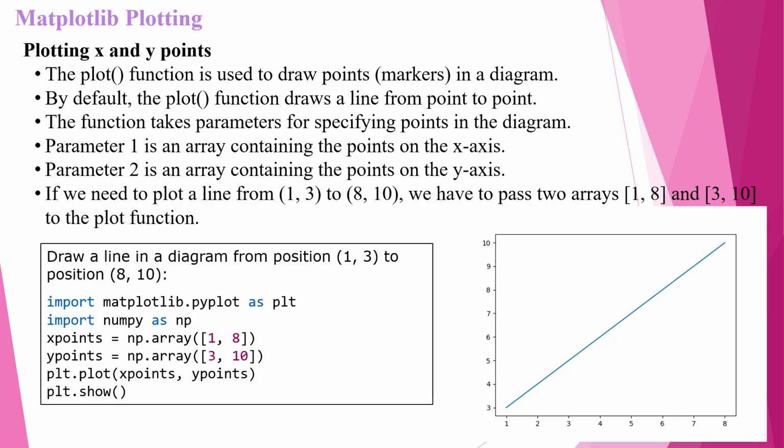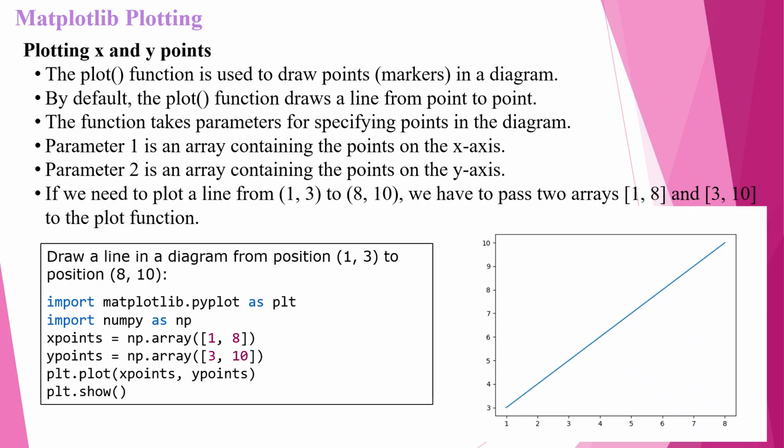In Matplotlib, the plot function is used to visualize data by plotting points on a graph. By default, this function not only marks the points but also connects them with lines, forming a line graph. The plot function requires two main parameters. The first parameter represents the values on the x-axis and the second parameter represents the corresponding values on the y-axis. These values are typically provided in the form of arrays or lists. Each pair of x and y values represents a point on the graph.